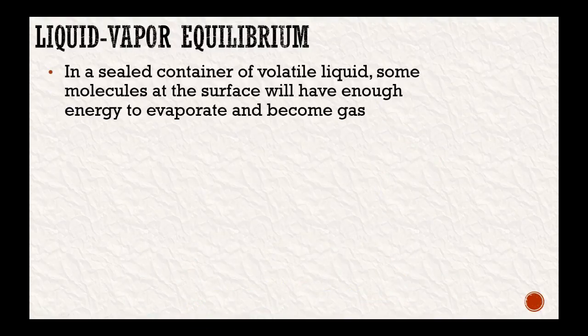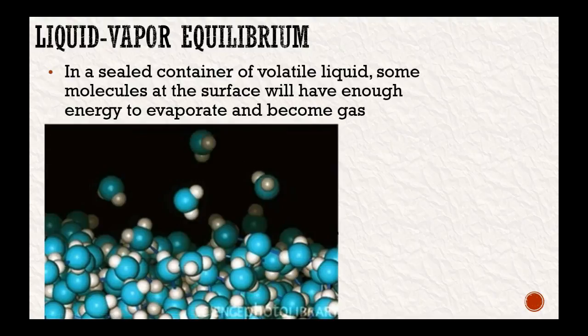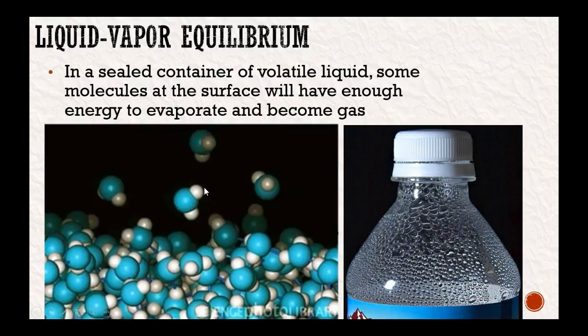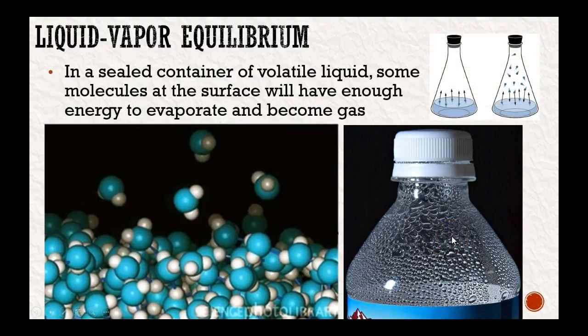So if we have a sealed container of volatile liquid, and water is volatile, this means that it will go from the liquid to the gas state readily. Some molecules at the surface are going to have enough energy to evaporate and become a gas. So here's a bunch of water, and we're zooming in there. Some of them will get enough energy, will actually leave the liquid state here and go straight into the gas phase. You may see this if you leave a water bottle sitting out. You're going to see it more if it's a hotter day, but at pretty much every temperature, you are going to see water leave the liquid and then condense back on the inside of the bottle there.